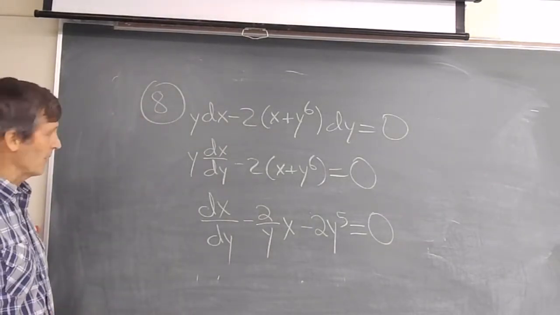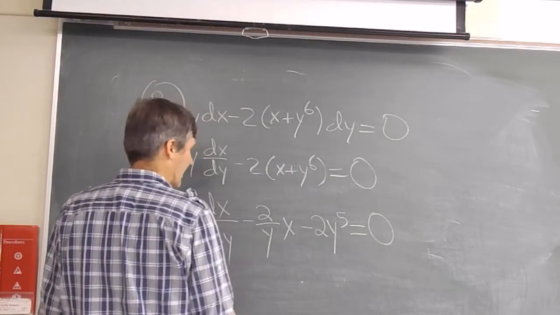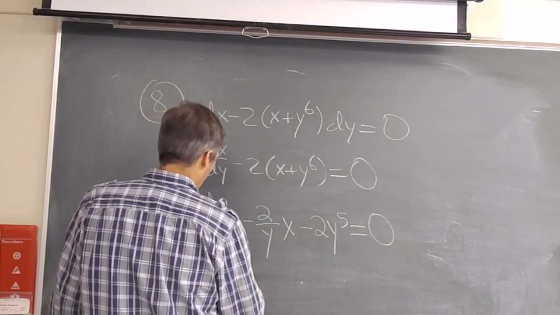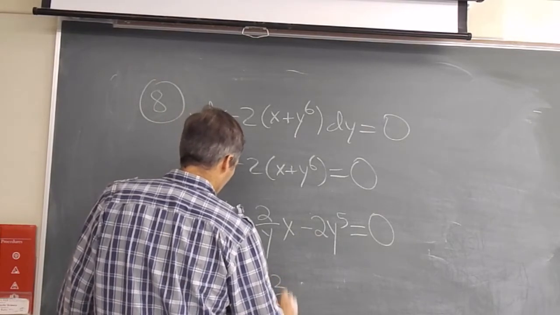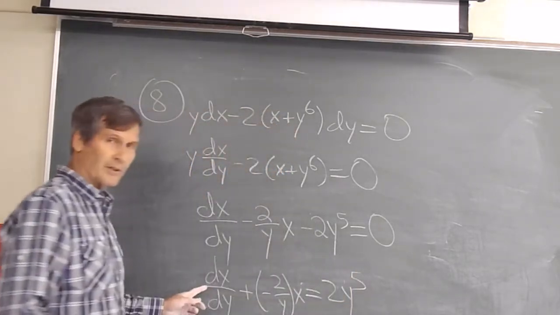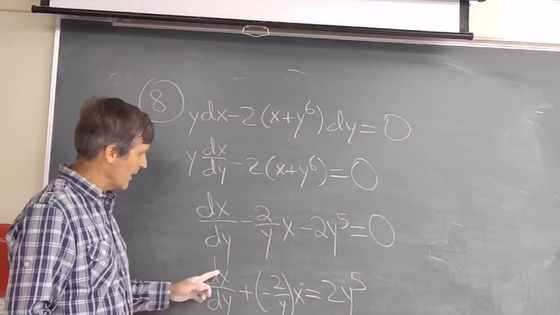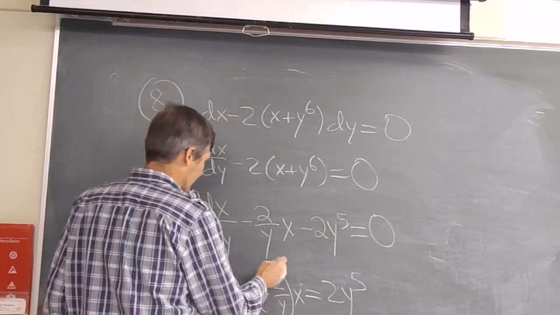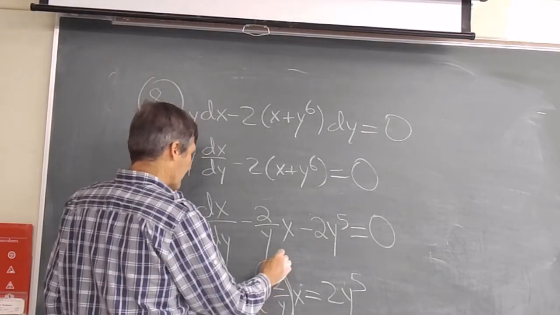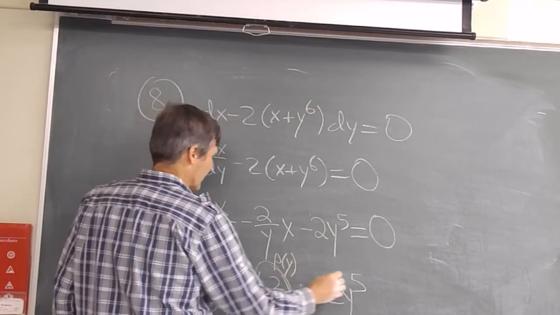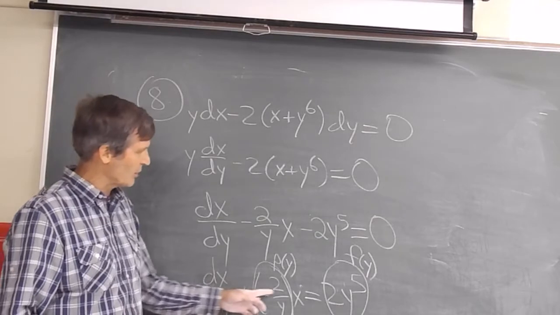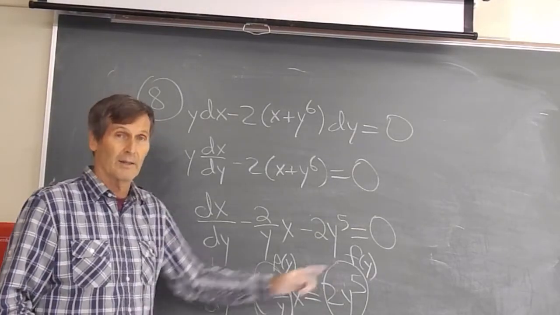Dividing by y, and now I recognize by putting 2y to the 5th on the right hand side that this is dx dy plus negative 2 over y x equals 2y to the 5th. This equation is a linear equation for x as a function of y. I'll put this in here just to show you a little abstraction of solving linear equations for y as a function of x. This is a function p of y. This is a function f of y, and so it's the same thing you saw before, dy dx plus p of x y equals f of x, except with x and y interchanged.